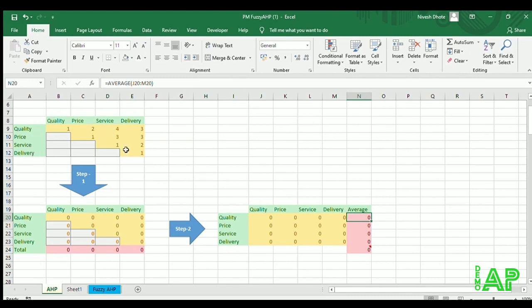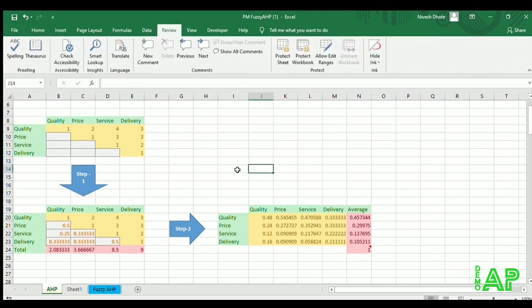As we can see in this matrix, every factor is related to the other factors in terms of their relative importance. So here we are seeing a matrix and we have some numbers. The significance of these numbers is the importance of one factor over the other factors. Here, quality is twice as important as price. Similarly, quality is 4 times as important as service, and service is twice as important as delivery.